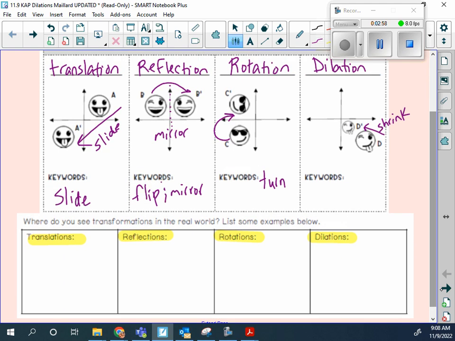Okay, so what I'd like for you to do is take a minute to figure out some real world examples of where you might see some of these things in the real world. Okay, who came up with something for a translation in the real world? Where might you see something? What do you think, Zena?